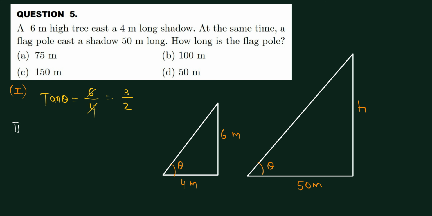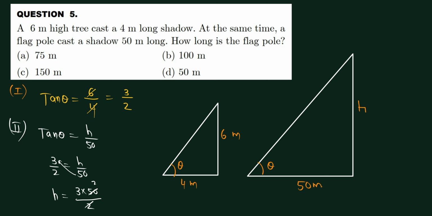In the second situation, the same tan theta we have to apply there also. So tan theta equal to h by 50. What is the value of tan theta we got now? That is 3 by 2. That is h by 50. So you take the 50 over here, so this will become 3 into 50 by 2.